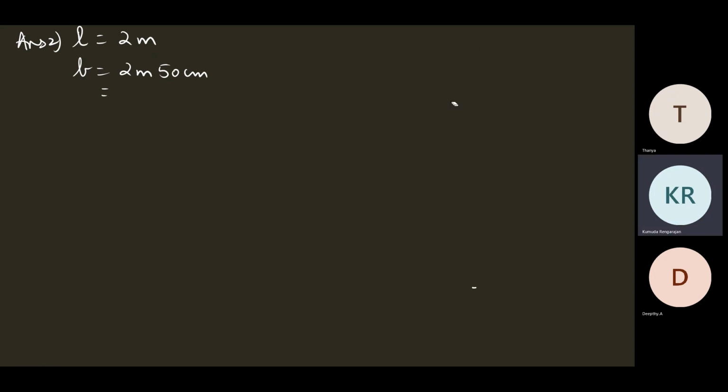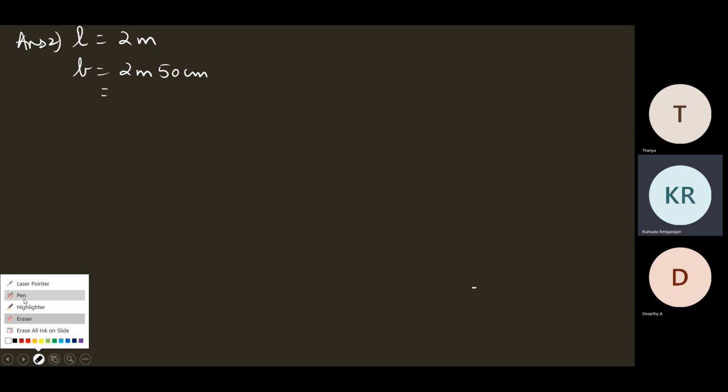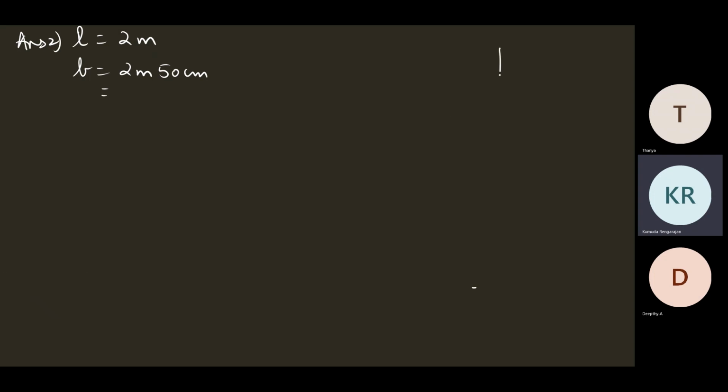Now, how do we make out if it is square or rectangular? From the dimensions. Since the length and breadth are not equal, it is rectangular. So this is 2 meters and this is 2 meters 50 centimeter. You need to find the area of the tabletop. And to find the area of the tabletop, area of the rectangle is L into B.